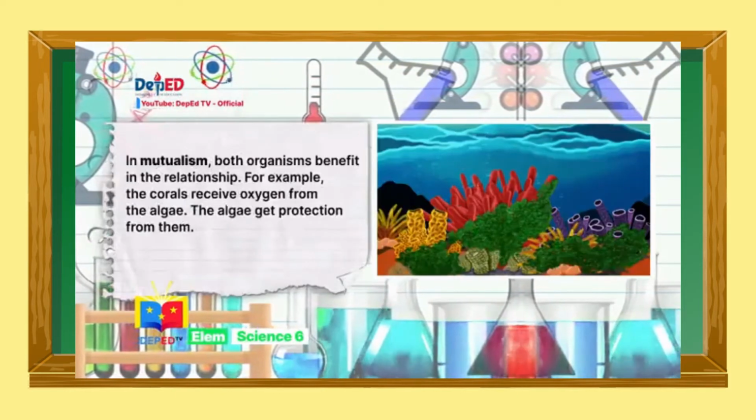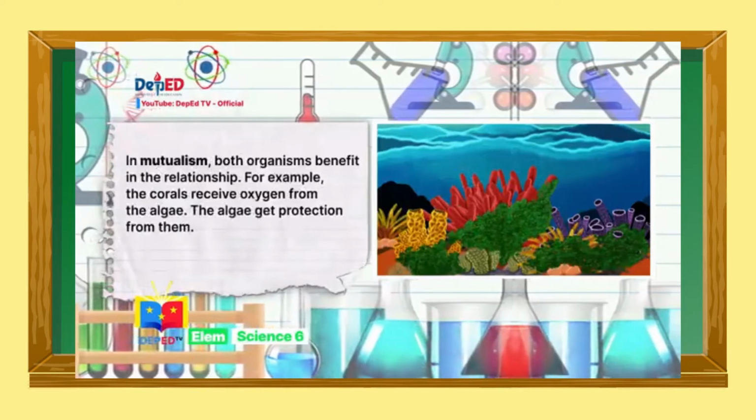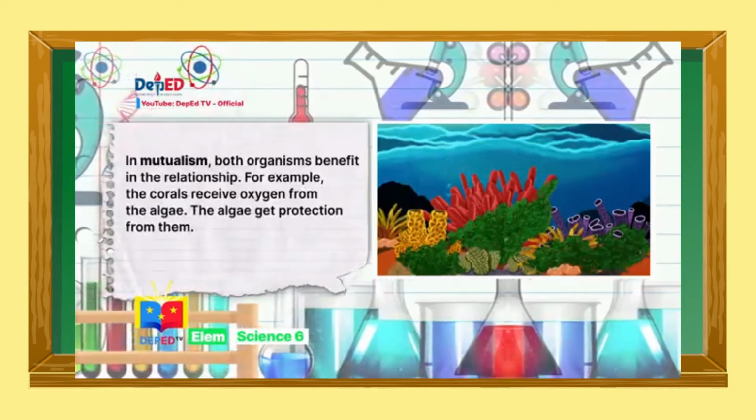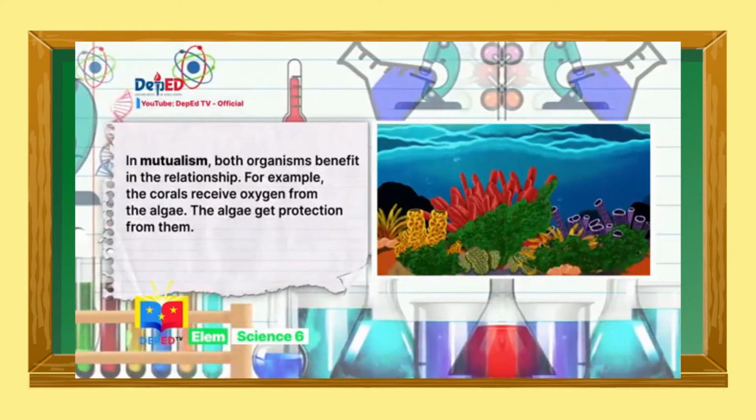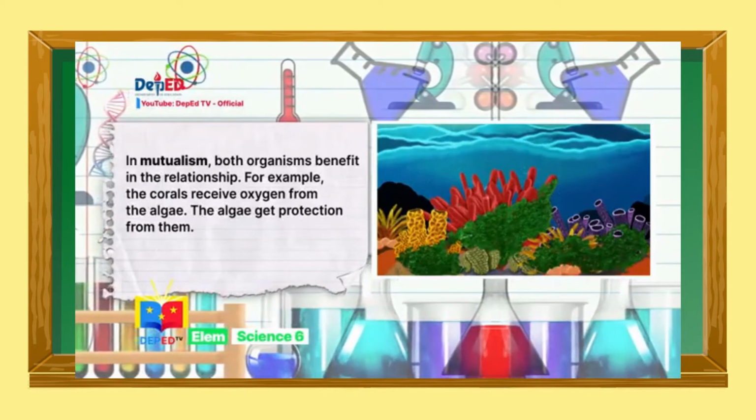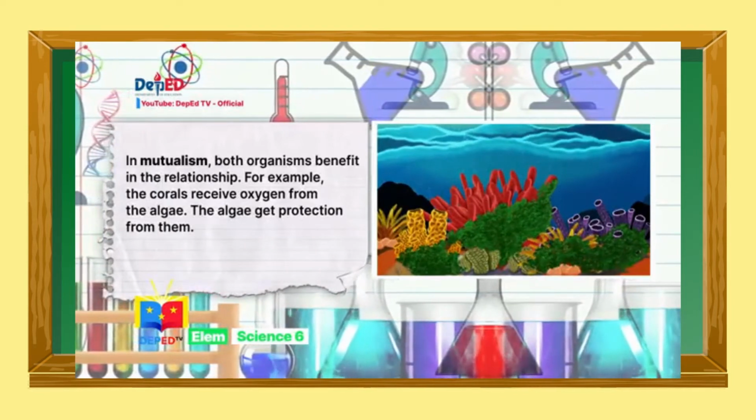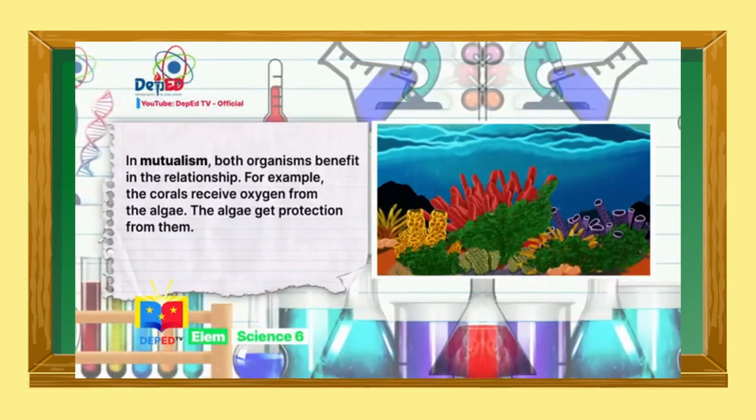The second interaction is mutualism. In mutualism, both organisms benefit in the relationship. For example, the corals receive oxygen from the algae. The algae get protection from them.